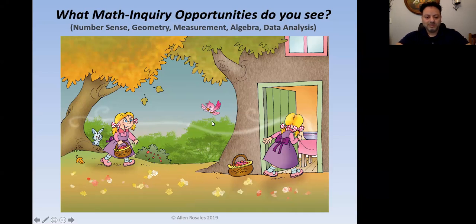Some more to consider. Look at Goldilocks, what she's wearing, the leaves from the tree, the patterns in the bird's wings, and so forth. Even the patterns from the flowers. There's so many patterns there. Those are pretty cool.